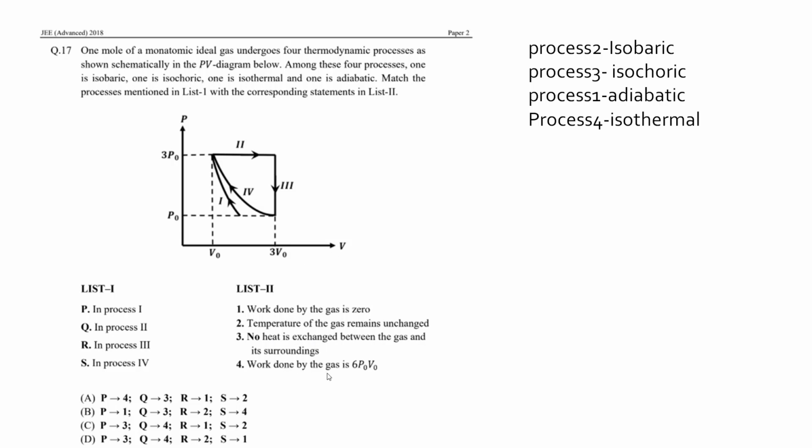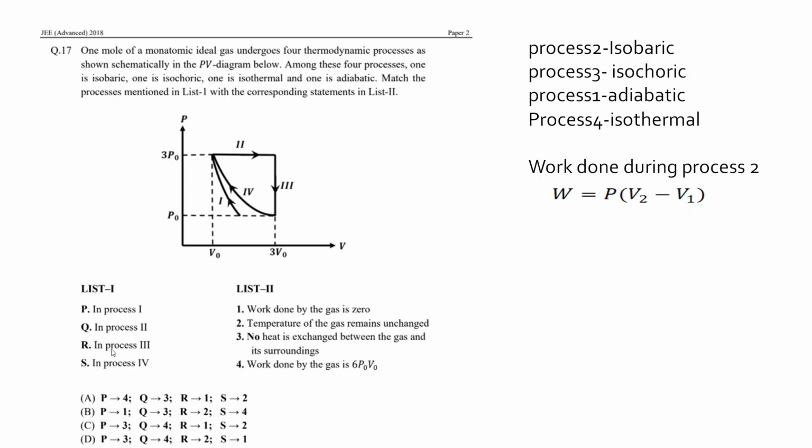Now, work done by the gas is 6 P naught V naught. This is something which is correct, as you know that work done in an isobaric process is W equal to P into (V2 minus V naught). Here P is 3 P naught, the end volume is 3 V naught and the initial volume is V naught, so the difference is 2 V naught. So 3 P naught into 2 V naught will give you 6 P naught V naught. So we have to match Q with 4. So again it's option C or D.